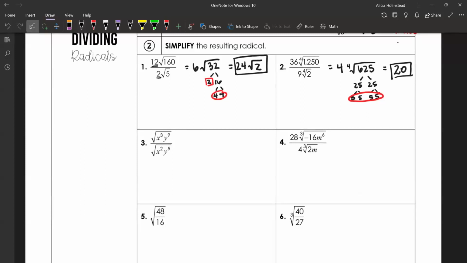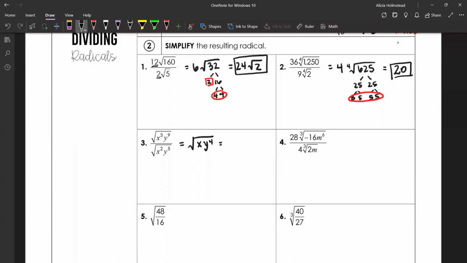Next, we'll do it with some variables, but the principles remain the same. Insides with insides, outsides with outsides. So we've got x cubed divided by x squared. If you remember from our exponent lesson, you can subtract those. So we get x to the power of 1, and then y to the 9th over y to the 5th. You subtract those, and you get y to the 4th. Then we go ahead and simplify that.